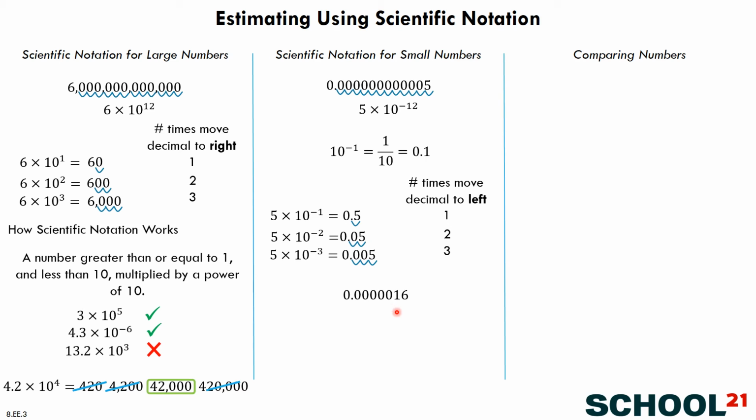So what does it have to be? 1.6, right? So we have to get right in there between the 1 and the 6. So to convert this to scientific notation, it's going to be 1.6 times 10 to the something. Now the question is how many somethings.